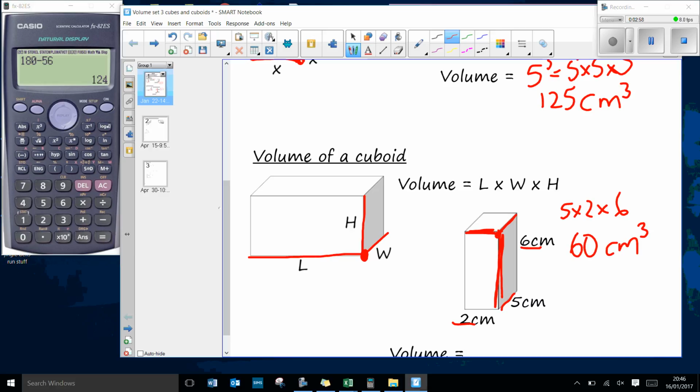Now, with the multiplication, don't worry about which order you do it. It doesn't matter. You could have written 5 times 6 times 2, 2 times 5 times 6, 2 times 6 times 5. Whichever order you do it, you still get 60. So our volume for this one was 60.